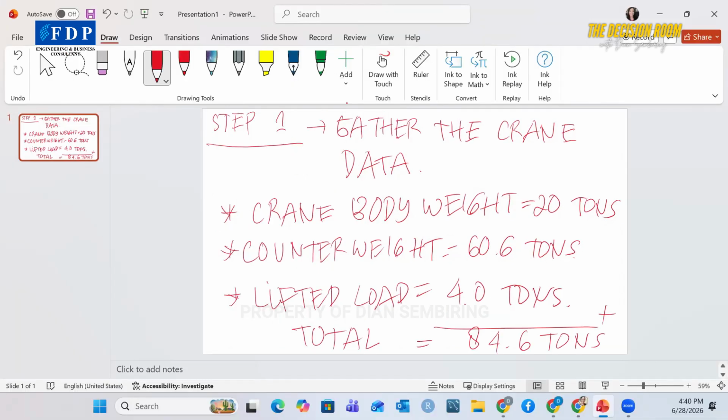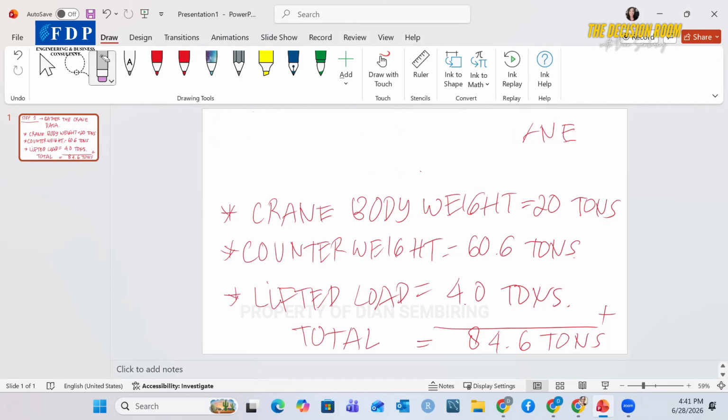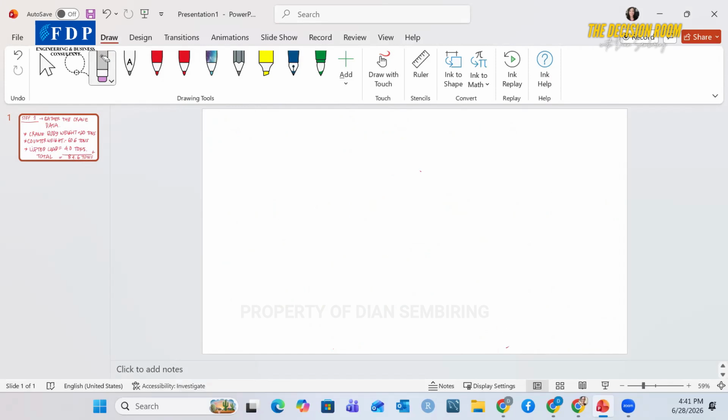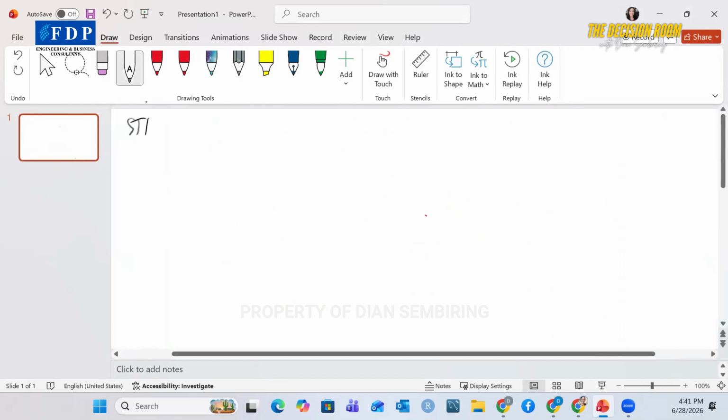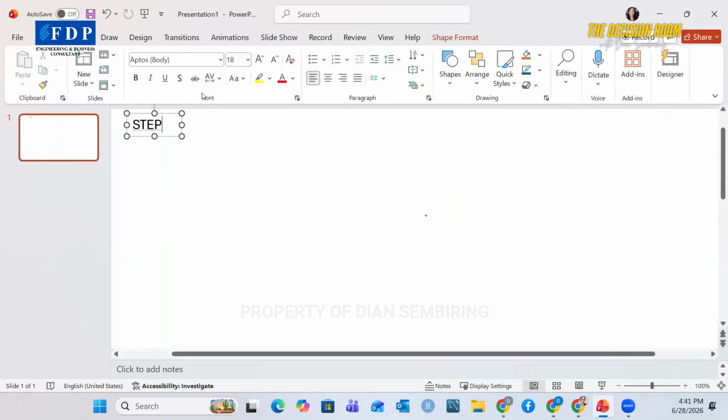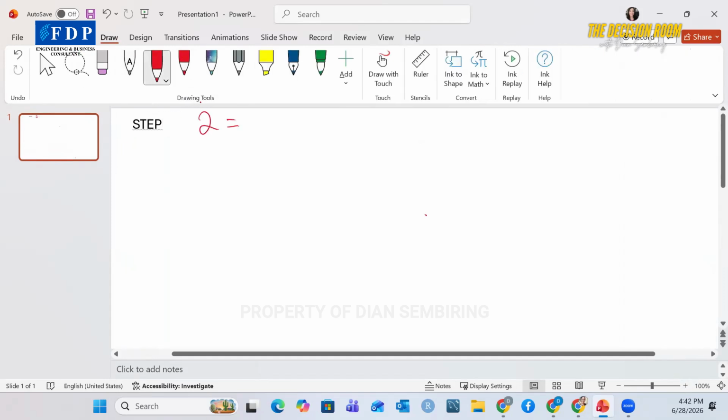Okay, until here, I hope that everybody understands. So now let's continue to step number 2. So this is step number 1. Okay. So we will continue to step number 2. Okay, now we start step number 2. Determine the track contact area.